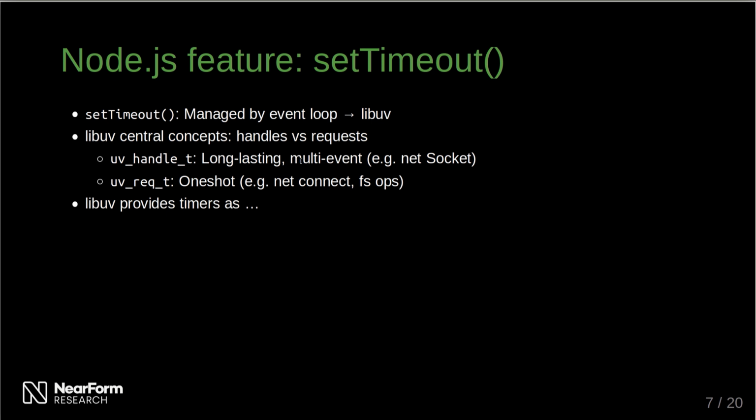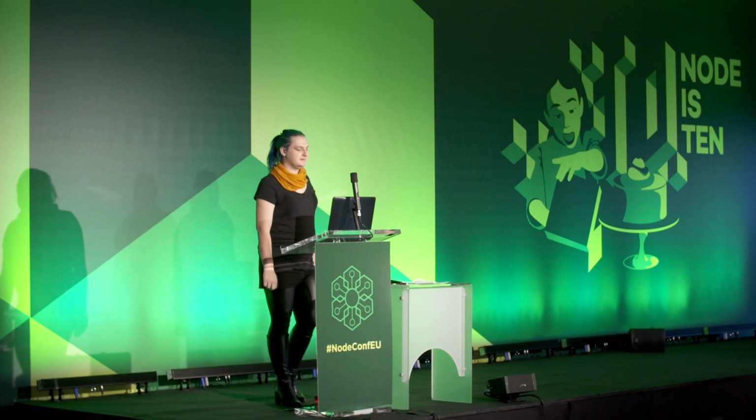So if we want to implement setTimeout from scratch, we have to look at some central concepts in libuv, basically two different kinds of classes for objects. One is handles. These are things like network sockets that occasionally repeat emitting events, like event emitters. For example, network sockets that emit data from time to time. And then there's requests, which do one thing once, kind of like an async function call. For example, reading from a file.